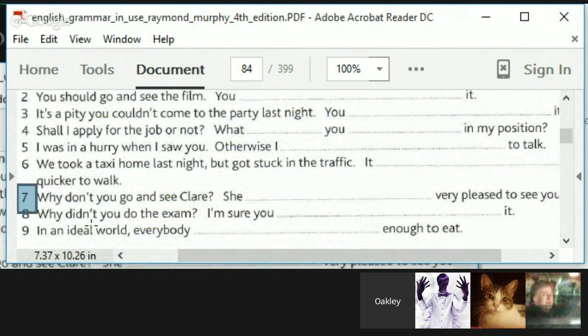Okay. Carolina, number 7. Why don't you go and see Claire? She would be very pleased to see you. There you go. Would be, and then the adjective again. Very pleased. She would be very pleased to see you. Again, very common kind of expression.